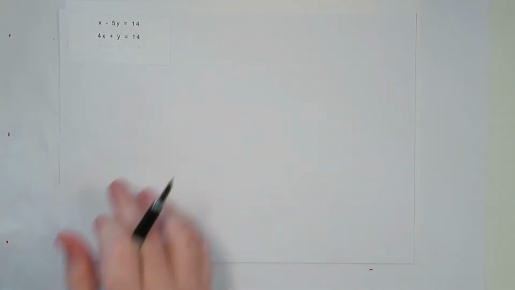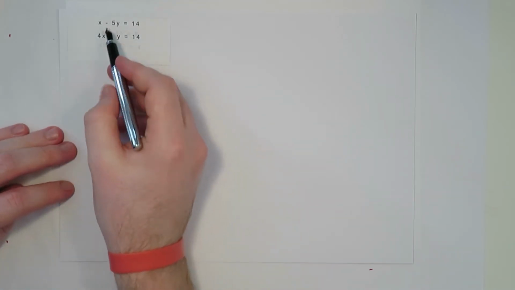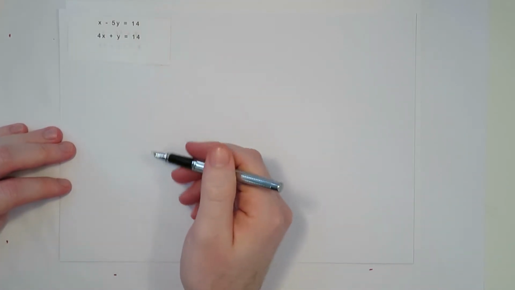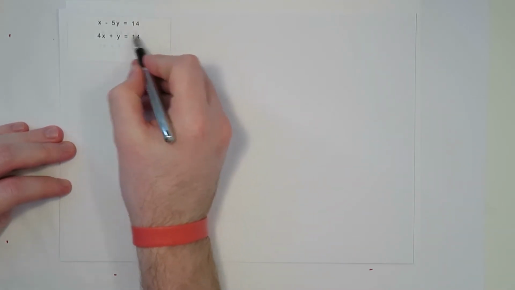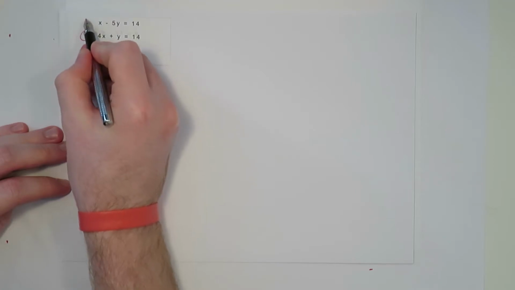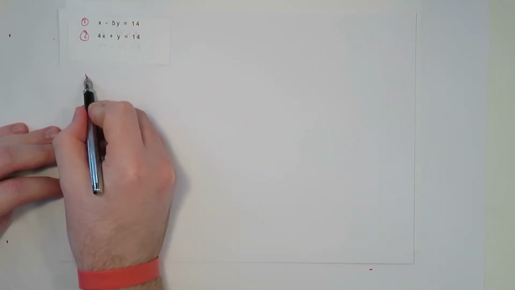Next question. In this example here, we can't simply add or subtract both equations. We've got to multiply one of them. So I'm going to multiply equation 2 here by 5.